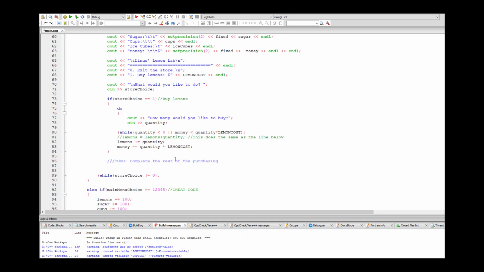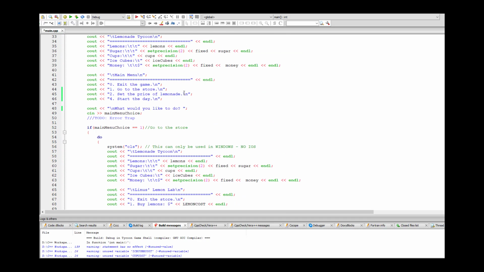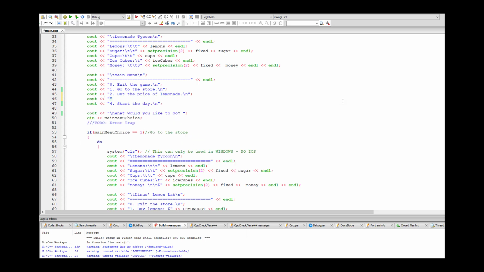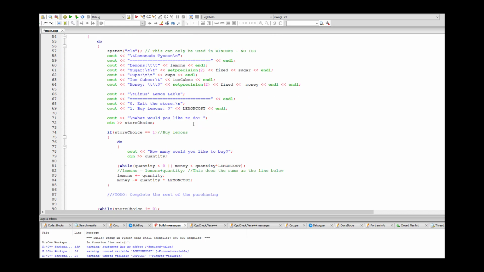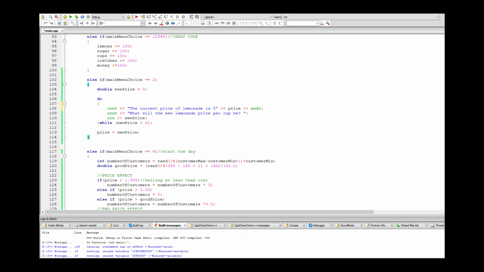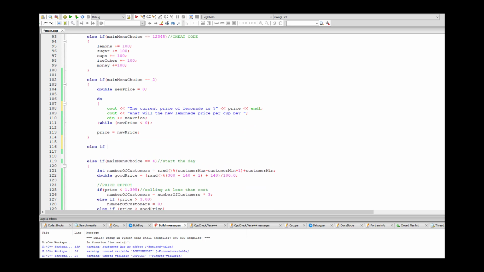Now that that's done, I'm going to do one last thing before I leave the shell here. I'm going to add option 3. So cout. Option 3 is going to be buy upgrades. Upgrades are different in that they are not really consumed. There are a number of different things you can do for different upgrades, depending on the idea of your game. So I'll give you an example of how this works. We're going to say else if main menu choice is equal to 3, this is buying upgrades.